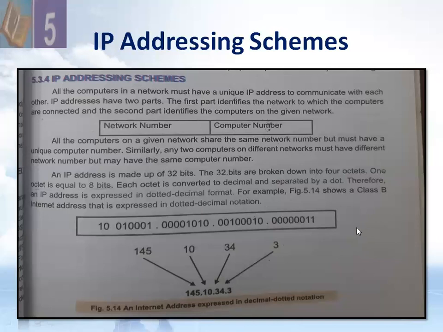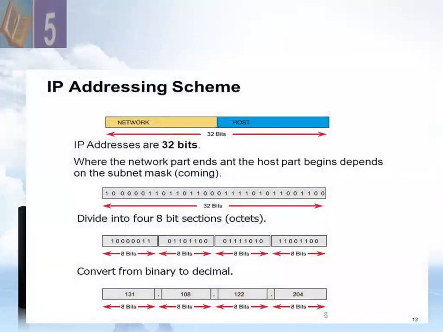We have a 32-bit address. Here we can view a diagram. Here we have a network address, this is the host, and this is the 32-bit address. IP addresses are 32 bits. Where the network part ends and the host part begins depends on the subnet mask. In the coming slides we will discuss what the subnet mask is.